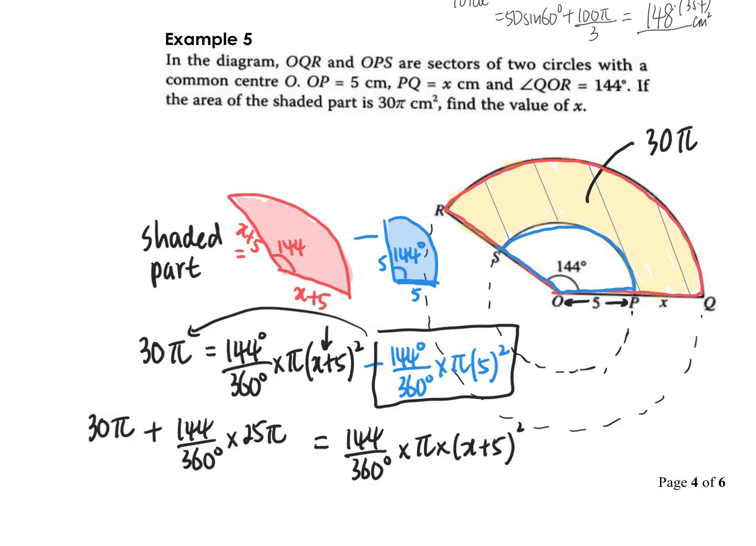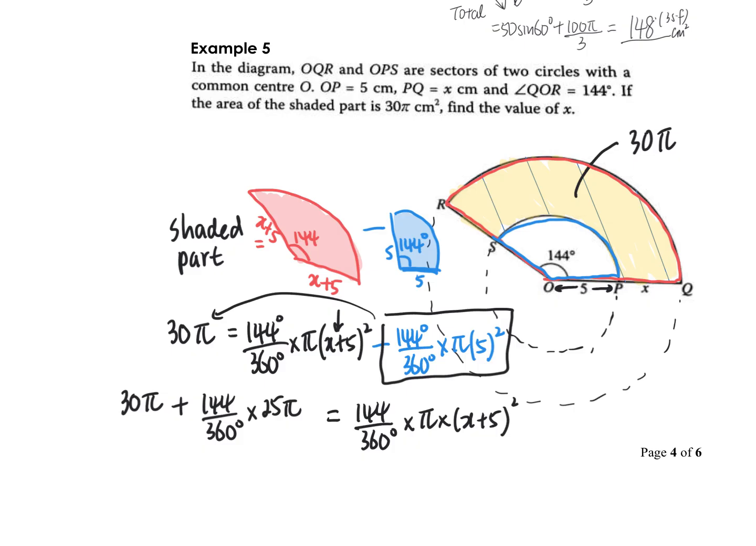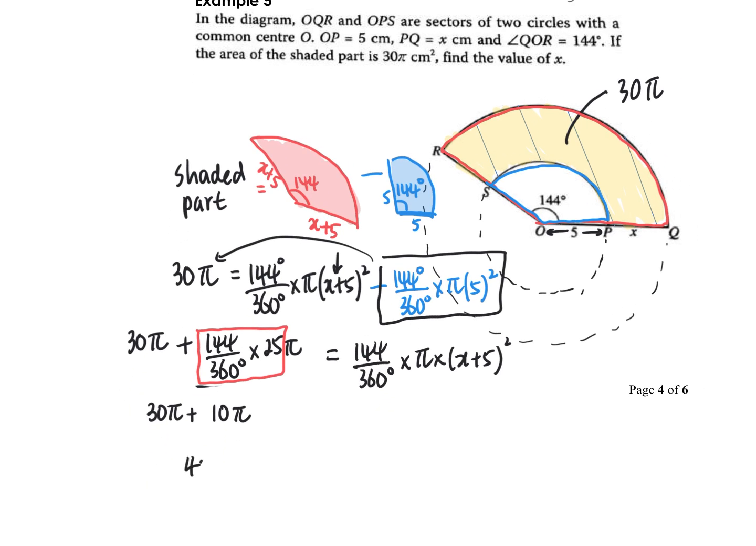Okay, so can someone press calculator? What is 144 over 360 times 25? Is it a nice number? Without the pi, without the pi. 10. So this is 10 pi. So actually I can simplify this to 40 pi first.